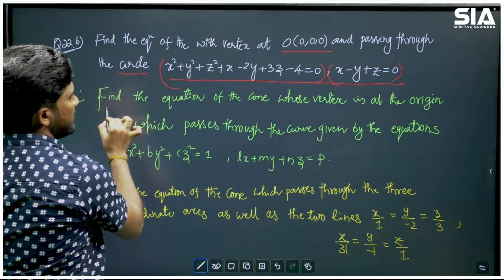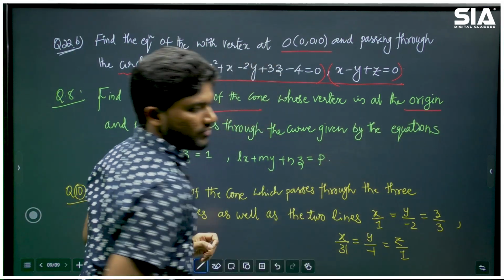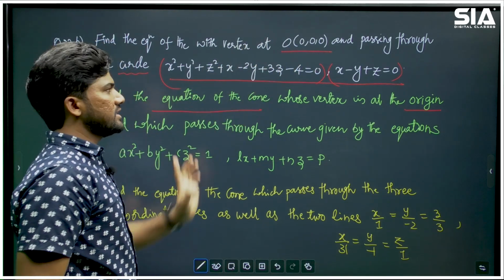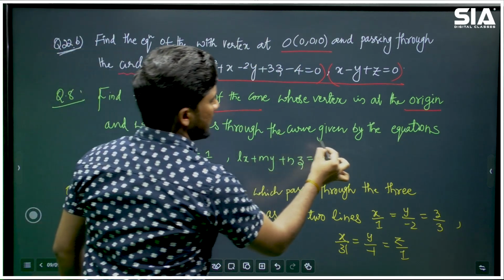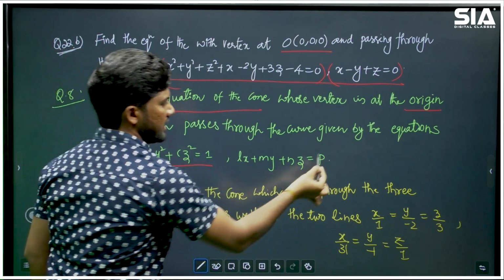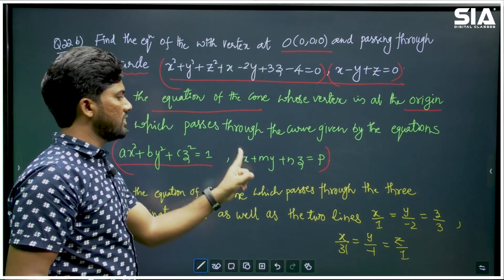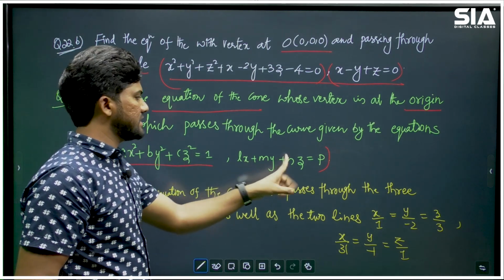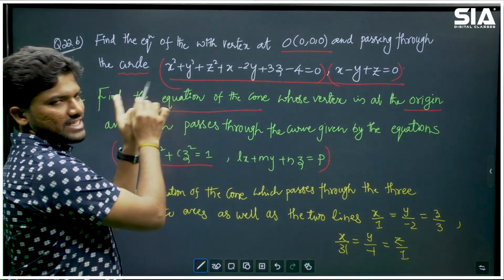And here also, find the equation of the cone whose vertex is at the origin. You know very well, the origin is nothing but 0, 0, 0, and it passes through the curve given by the equations. Here you have the guiding curve in this format: ax square plus by square plus cz square equal to 1, and the plane equation is lx plus my plus nz is equal to p. This problem we can also do in the same method.